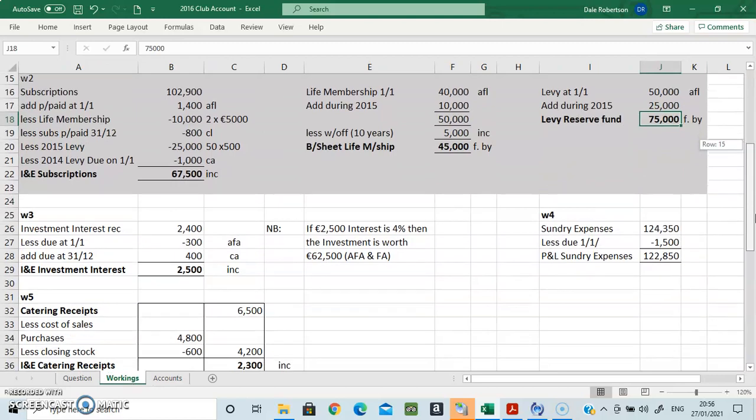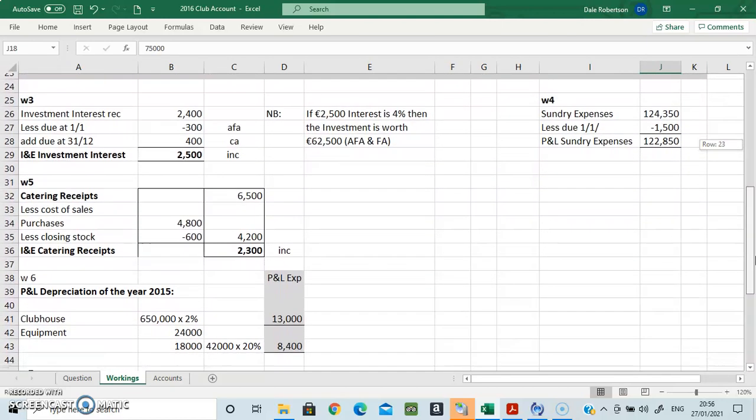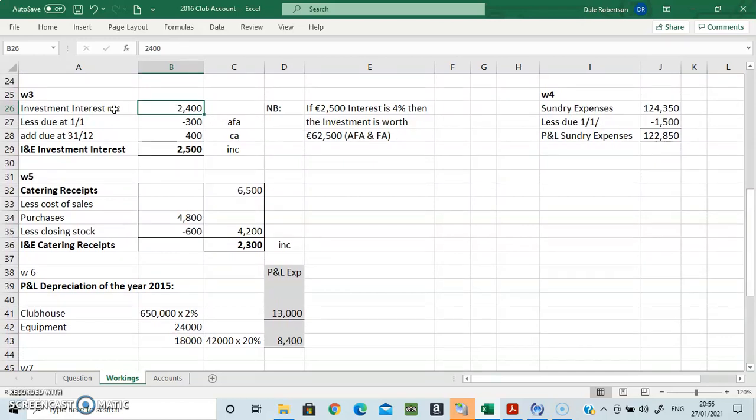So let's look at the investment income working first. We receive 2,400. You're told in the question that's an interest on a 4% investment. You're not told if that's the full amount entitled. You take away how much was due for last year, and you add on how much is still due for this year, which is in working number 2 at the end of the year. And that means that actually the investment interest for the year, the actual income, is 2,500. And that is an income. This is an income due at the end and an income due at the beginning. Accumulated fund and current asset.